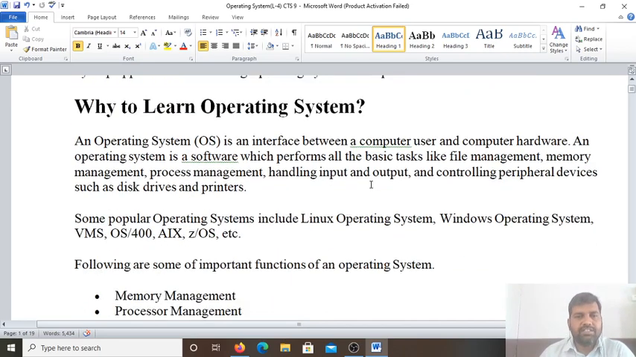So why are we learning the operating system? The operating system is the interface between the computer user and the computer hardware. Yes, it is a mediator. A user cannot directly communicate with the computer hardware because the hardware understands only machine language, meaning electrical signals, and the user cannot talk in electrical signals. So the operating system is software which performs all the basic tasks like file management, memory management, process management, handling input and output, and controlling all the peripheral devices, disk drives, and printers. Some popular operating systems are Linux, Windows, VMS, OS/400, AIX, z/OS, etc.